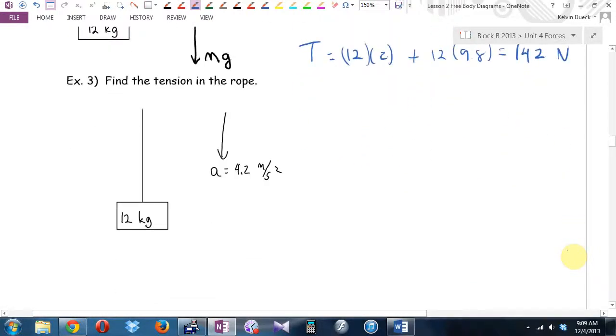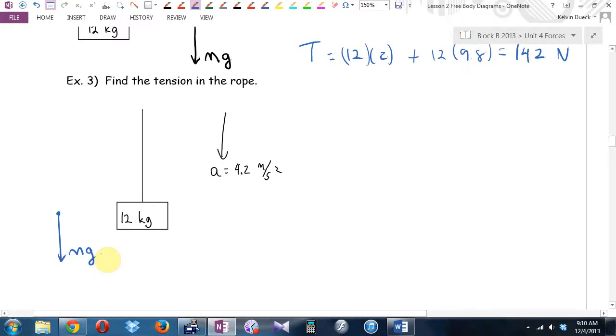Same question, but this time, instead of accelerating something up like we're pulling up on the rope, it looks like we're lowering something down because I'm looking at the acceleration vector there. What does it want me to find? Tension. This is a job for a free body diagram. What are the forces acting on the block? Get the obvious one. Is this object in free fall?